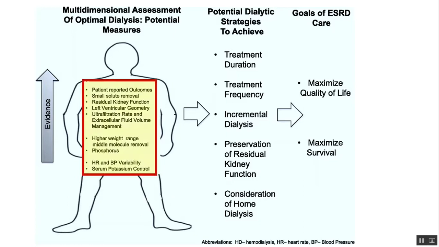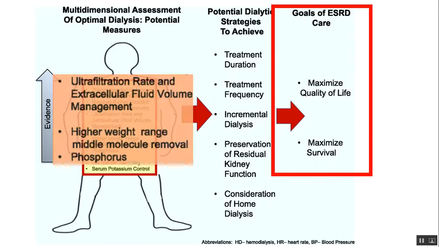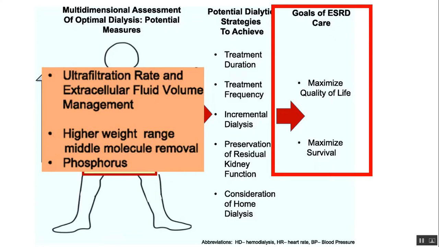What is important here is we have to look at the treatment duration, treatment frequency, and incremental dialysis in some patients. We have to preserve residual kidney function. We can consider as well, in some circumstances, home dialysis, looking for maximized quality of life and maximized survival. Note that ultrafiltration rate and extracellular fluid volume management should be applied as well as removal of uremic toxins.